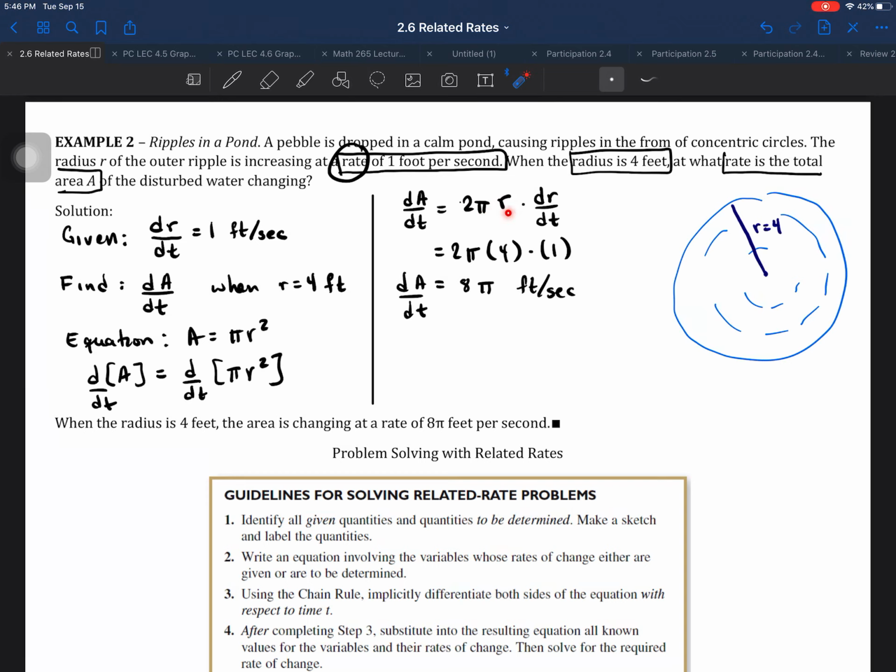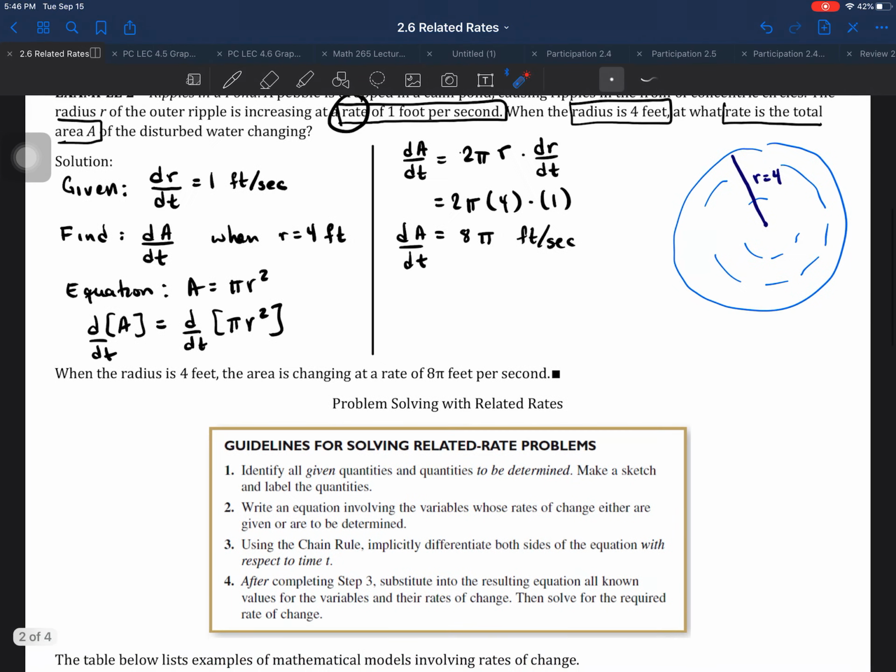We already know what r is, that's 4 feet. We already know what dr/dt is, that's 1. So we multiply everything and that gives us 8 pi feet squared per second. And there you go, we found the rate of change of the area over time.